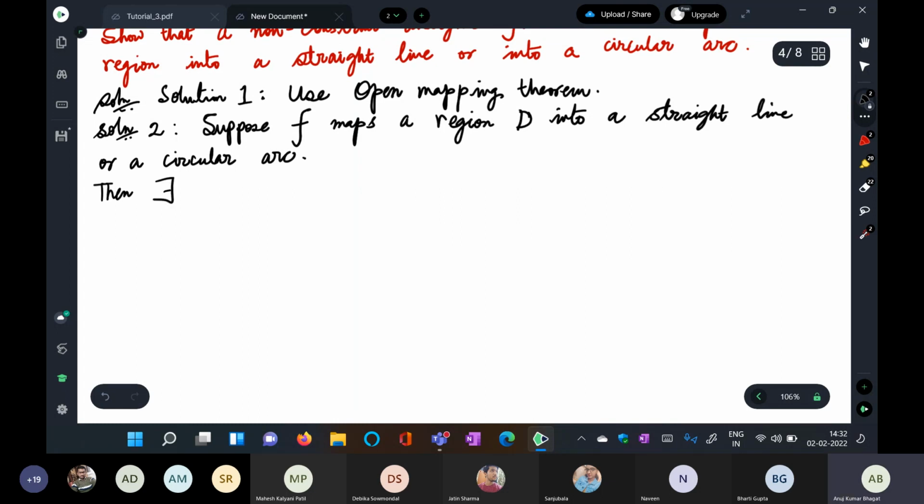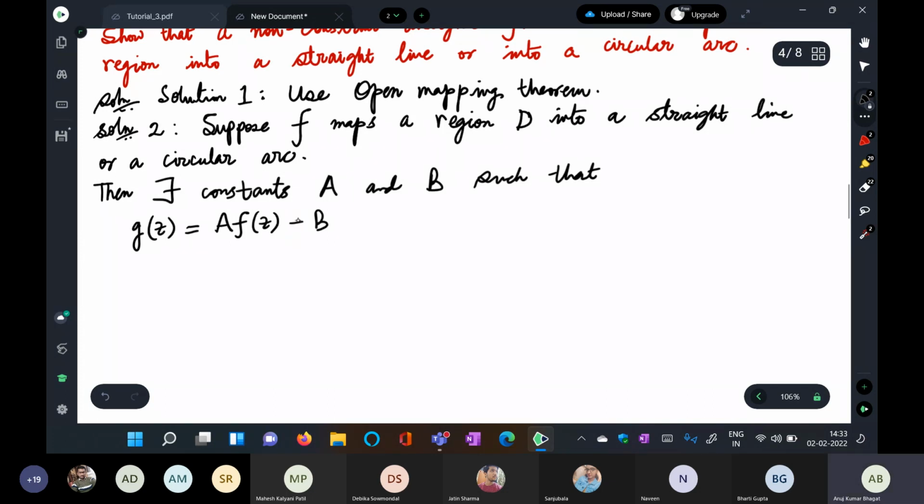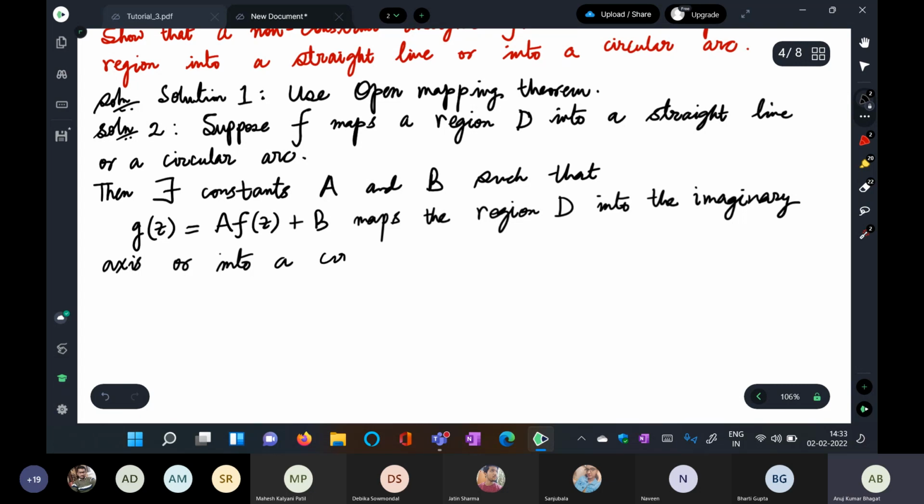Then there exist constants a and b such that this function g(z) = a f(z) + b maps the region D into the imaginary axis or into a circle centered at the origin, respectively. So what is the meaning of this? I'll tell you.